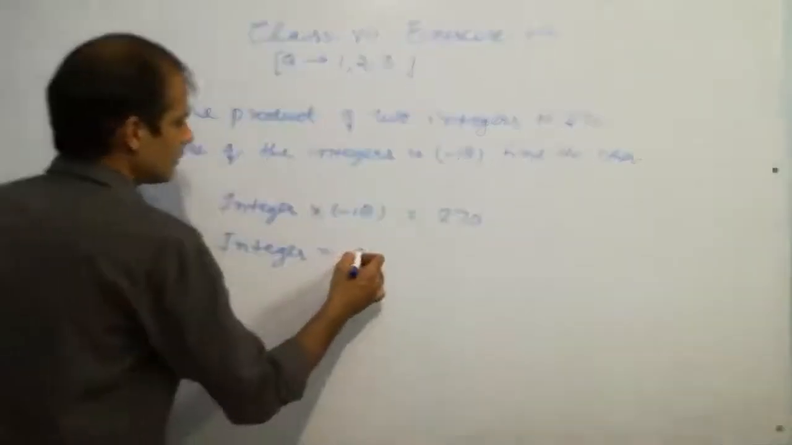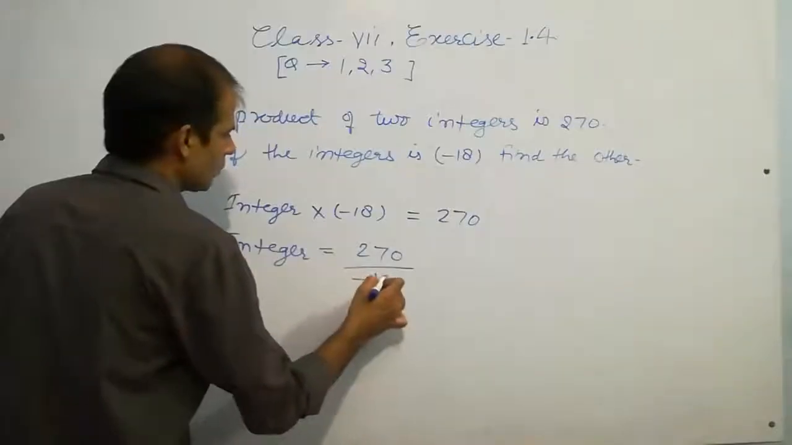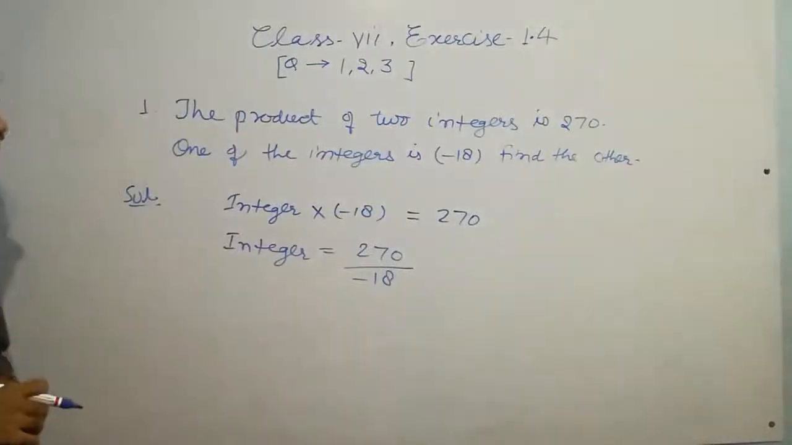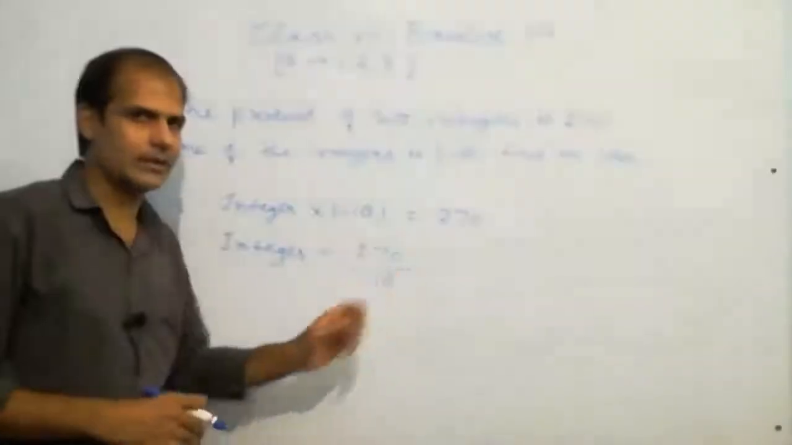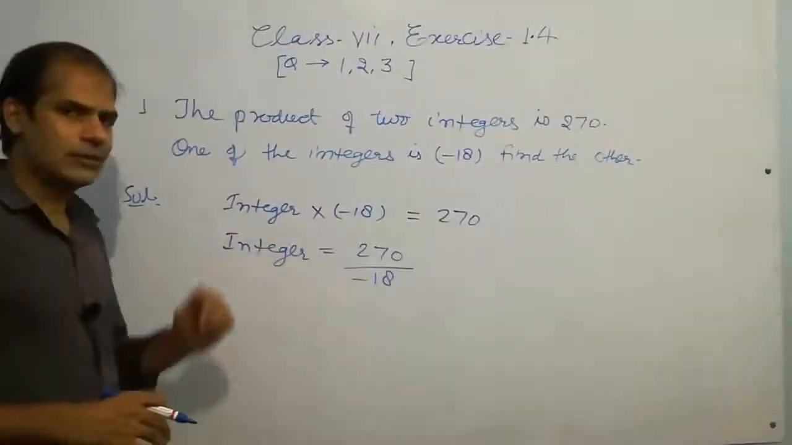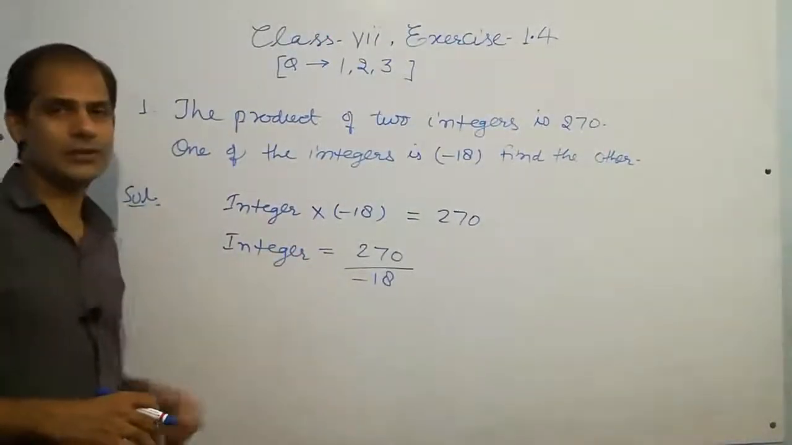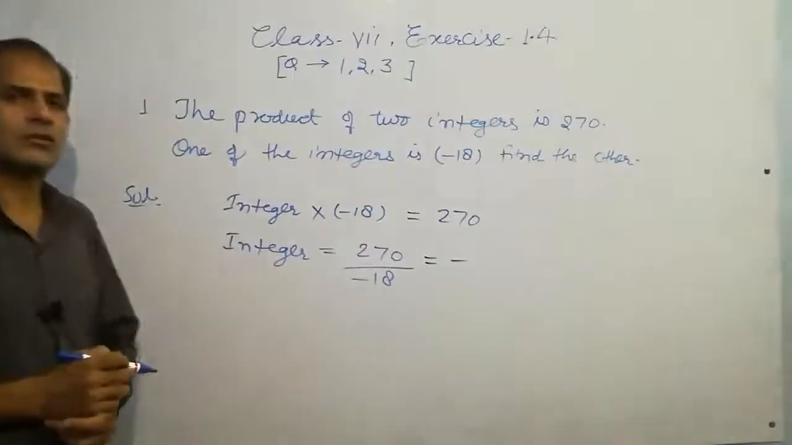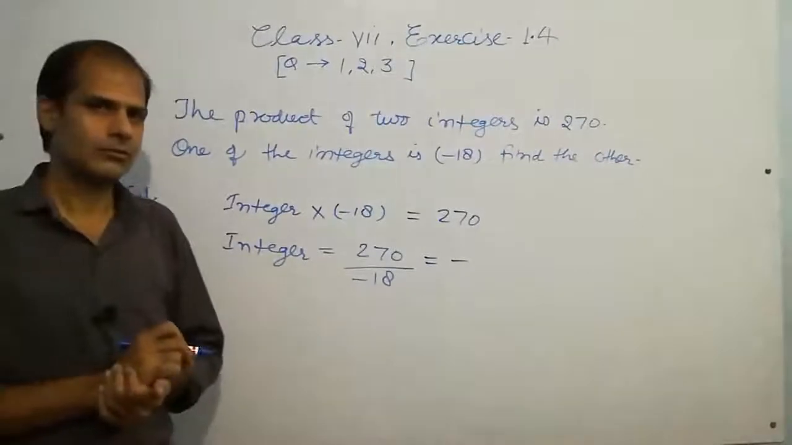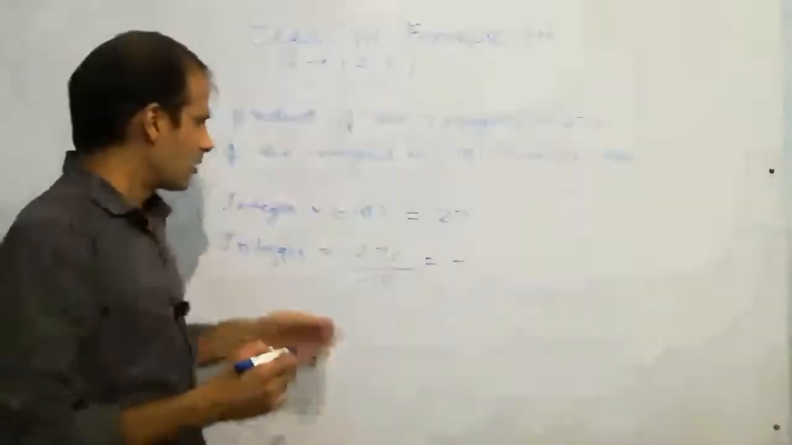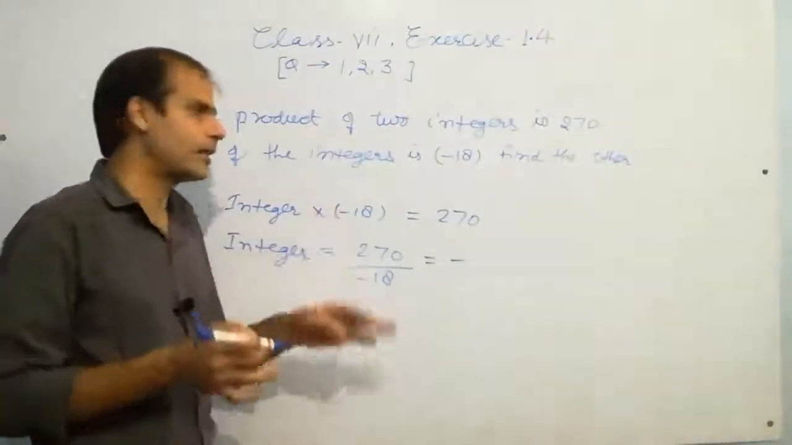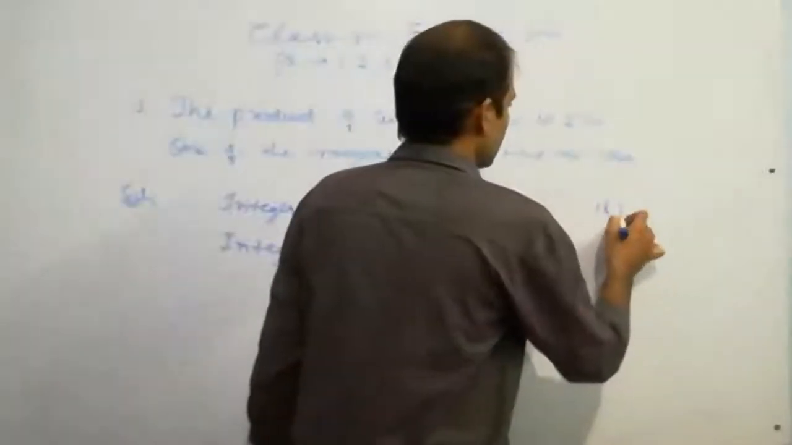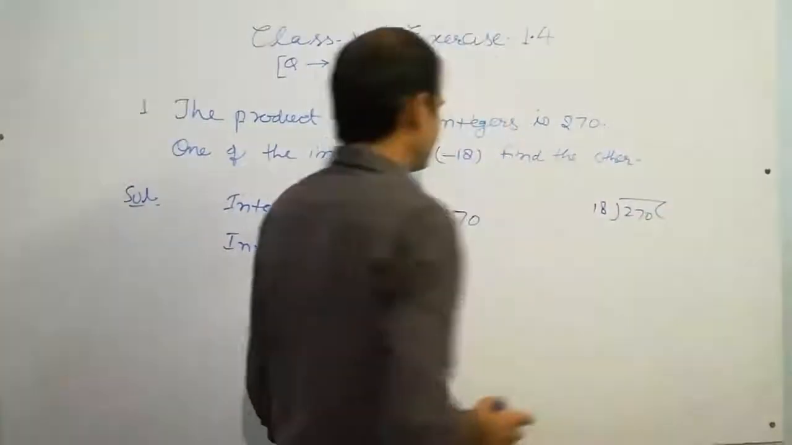Now integer equals 270 upon minus 18. As I told you, the multiplication is converted into division on the other side. So you can see that this is the division of two integers with opposite signs. It means the sign of the quotient will be negative. So now you have to divide 270 by 18. It is rough work, so we divide 270 by 18.